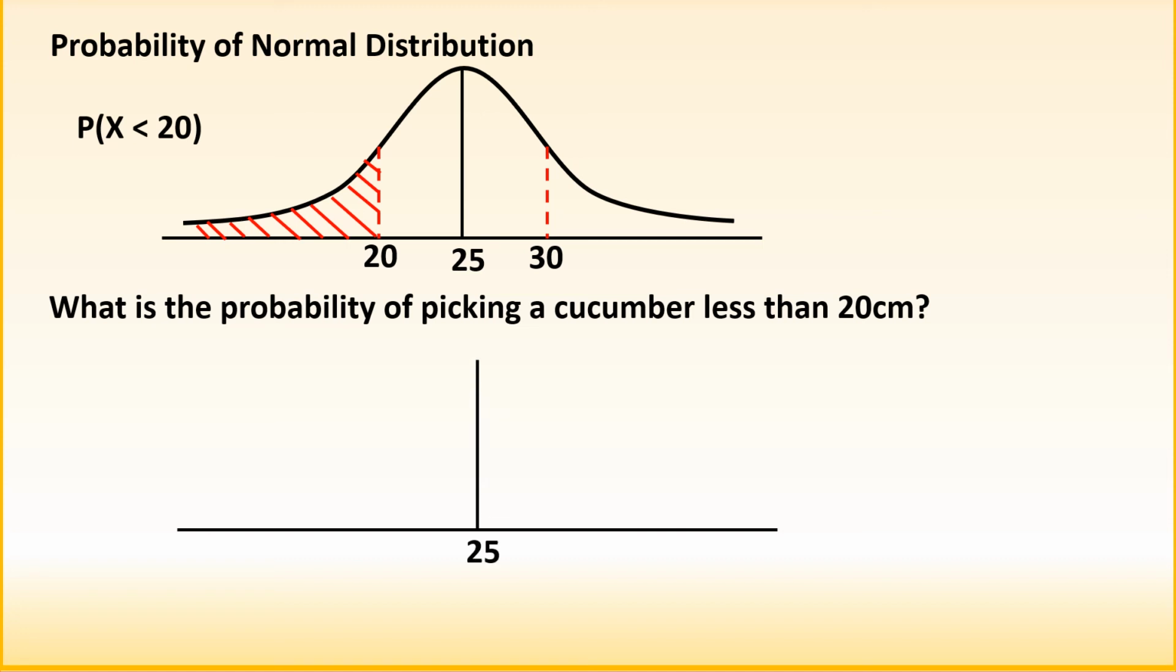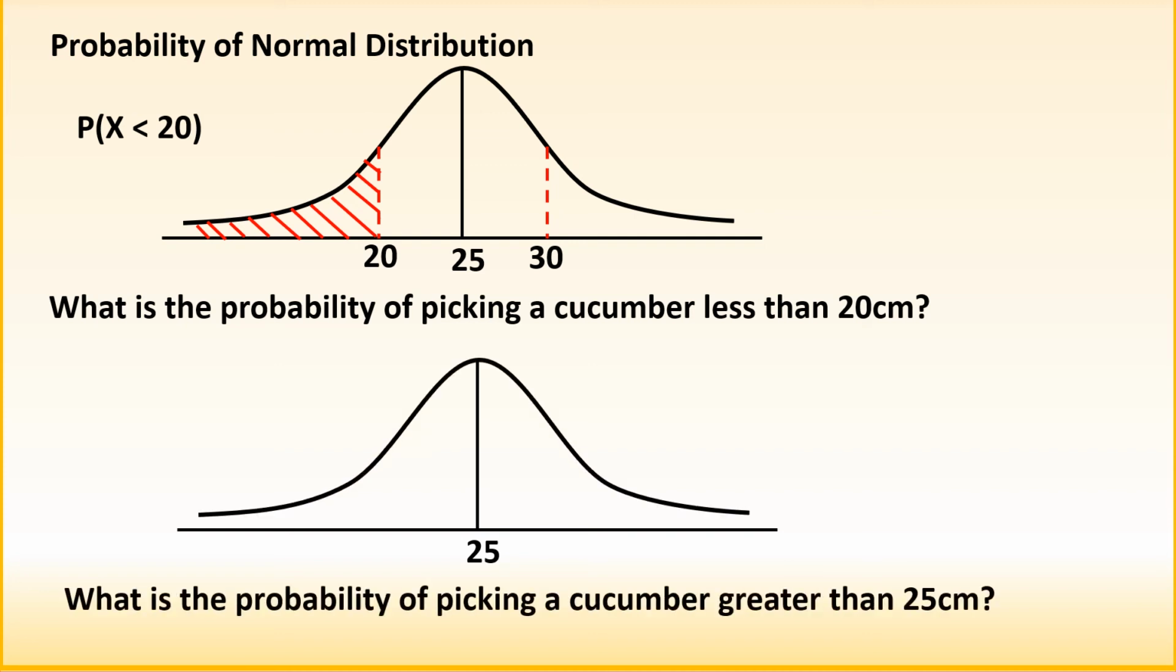So, gamitin pa rin natin yung 25 at pag-usapan pa rin natin ang cucumber. Then, what is the probability of picking a cucumber greater than 25 centimeters? So, kung ito yung 25 centimeters, greater daw. So, ibig sabihin, isi-shade natin yung right side. And in mathematical symbol, that is the probability of random variable x is greater than 25.